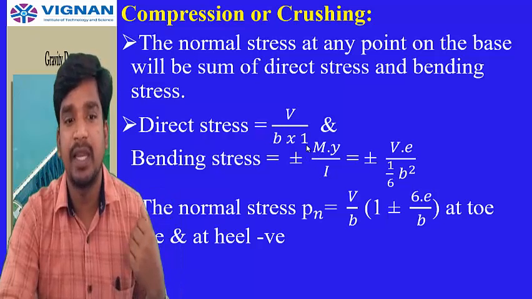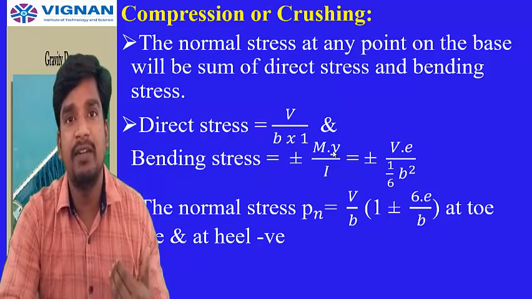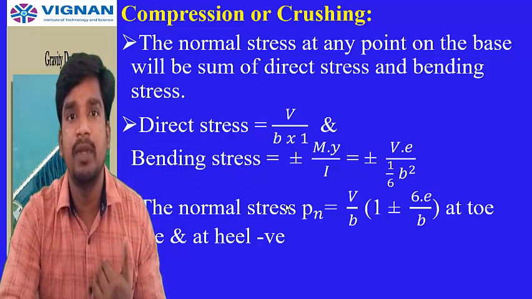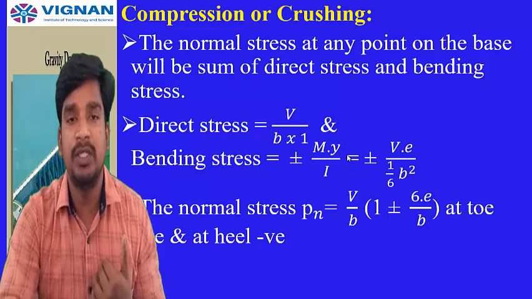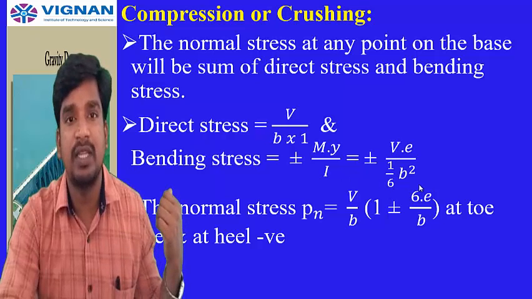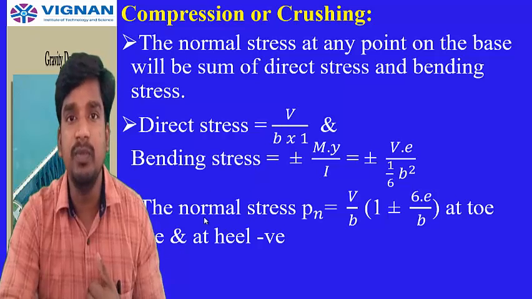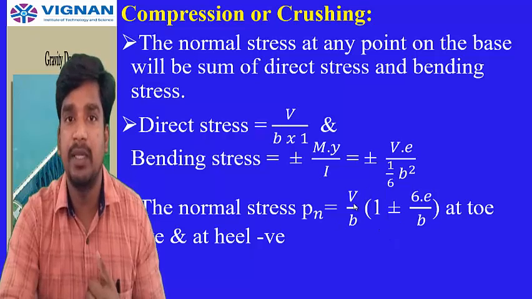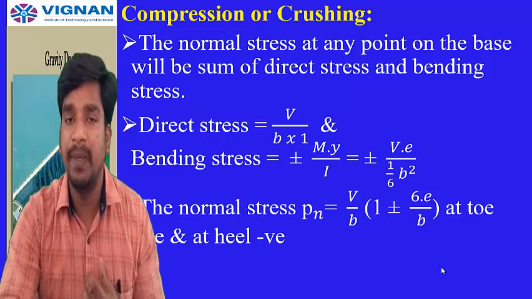So V by B, and in the case of bending stress, that is given as M into Y divided by I. So if we substitute M, which is the vertical force times e, V e, by 1 by 6 into B square. So after simplification, the normal stress, which is indicated with Pn, is considered as V by B into 1 plus or minus 6e by B. So this is the final equation for normal stress, Pn.